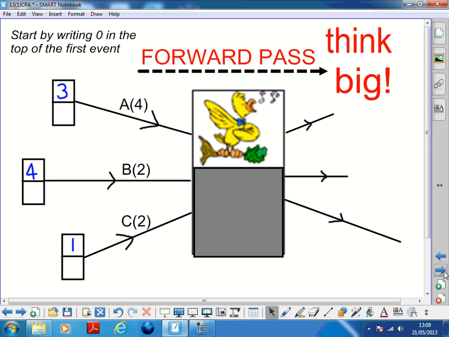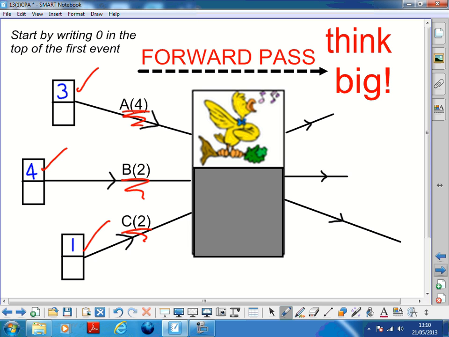Okay. So when we're doing a forward pass through the network, we're only looking at the early starts. For example, we've got an event here in isolation, and we've got this number 3, time 3, this whistle goes, and that says that job A can go. Job A is length 4. At time 4, this whistle goes. This whistle went ages ago, time 1. So activity C can kick off at time 1, activity B can kick off at time 4. So this event signifies that A, B and C have all finished.